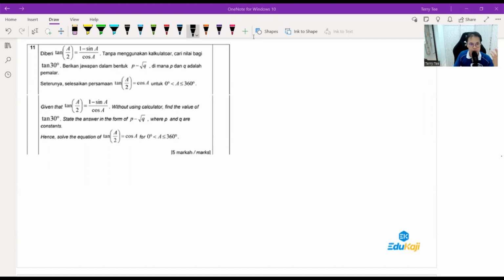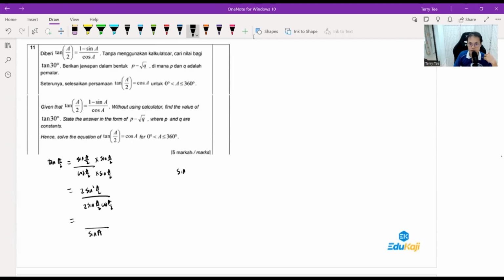If you start from tangent A over 2, we know tangent A over 2 is sine A over 2 over cos A over 2. There are actually two versions. We can multiply top and bottom. I multiply top and bottom with sine A over 2. So this will be sine squared A over 2 divided by sine A over 2 and cos A over 2. And then I add a 2. Why do I do that? Because I want to change the denominator to sine A.